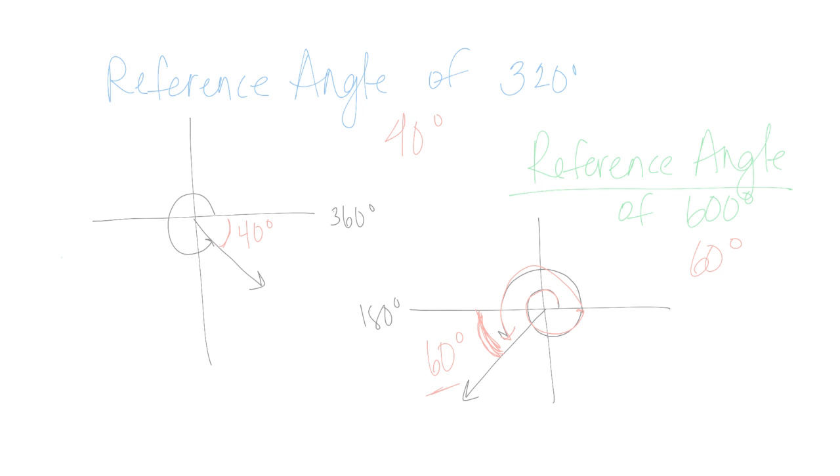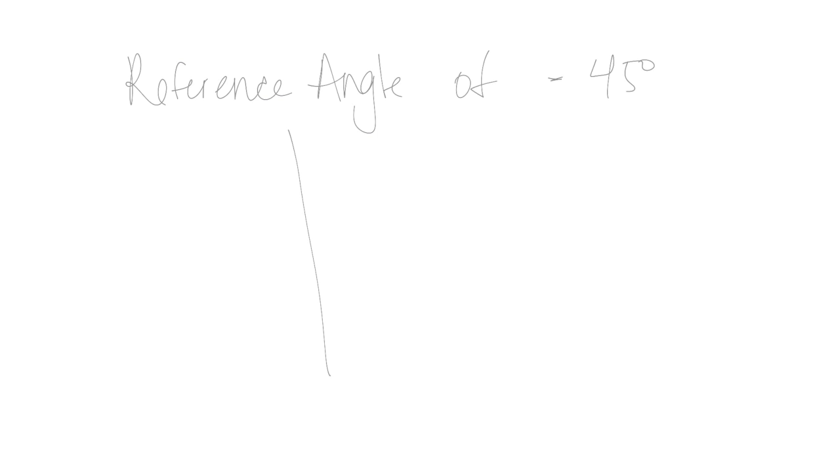Let's just do one negative one really quick, and then that'll be the end of this video. Okay, so what if I wanted the reference angle of negative 45 degrees? So you would just sketch your negative angle. So negative 45 is down here. And then the reference angle from here to the positive x-axis. Remember it's just to the x-axis, but here I'm at the positive one. So that's 45 degrees. So the reference angle of negative 45 is just 45 degrees.